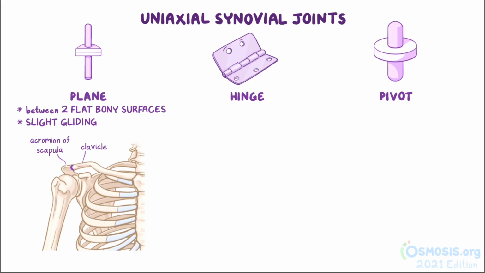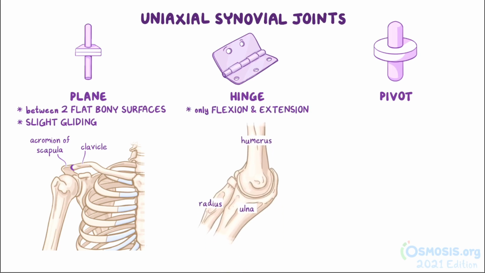and ankle bones. A hinge joint looks and acts similarly to a door hinge, only allowing flexion and extension, like at the elbow joint between the humerus and forearm bones.